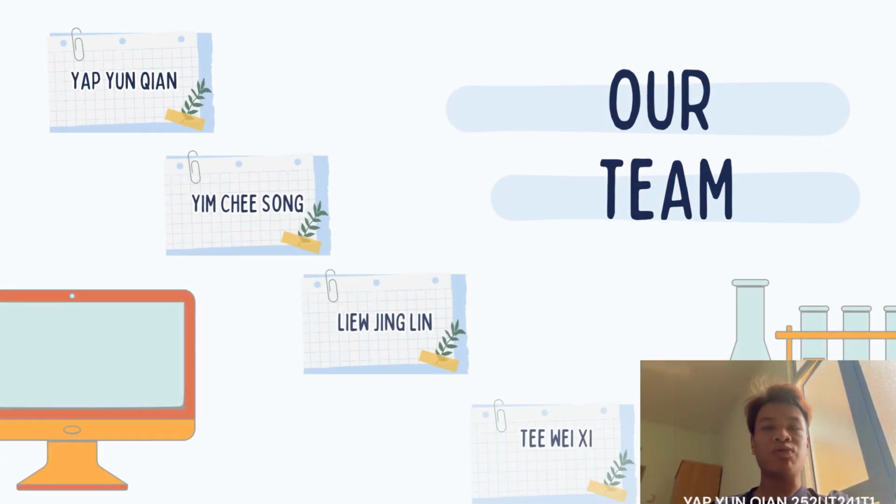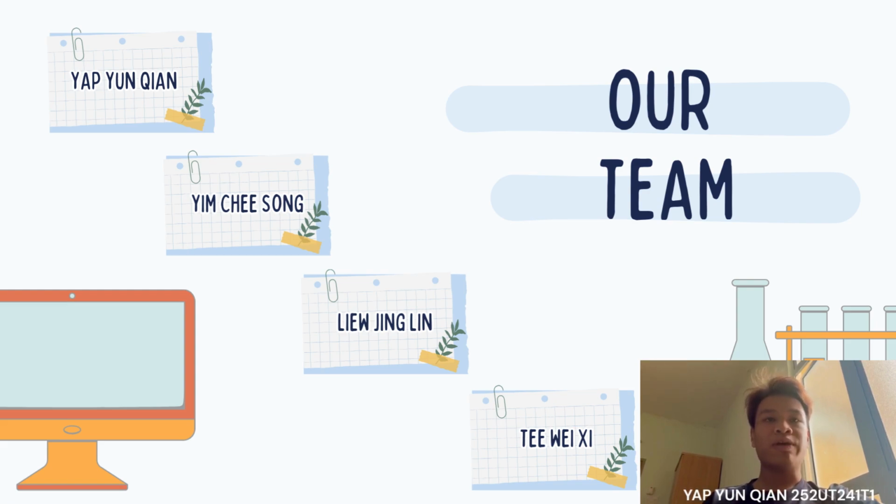Next, I would like to introduce our group members. Our team consists of 4 members. I'm Yap Yun Chen. Second, we have In Chi Song. Third, we have Liu Jingling. And finally, we have DWC. Together, we work collaboratively to develop the Online Student Attendance Management System.